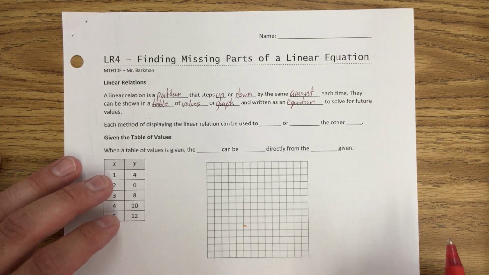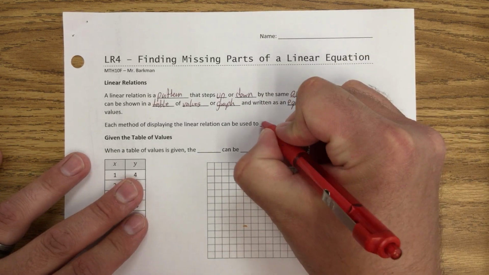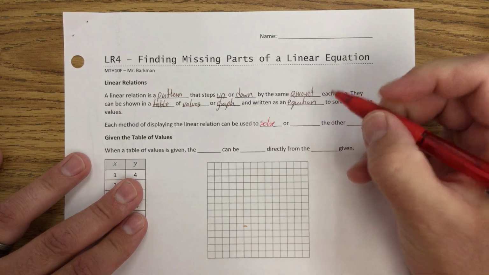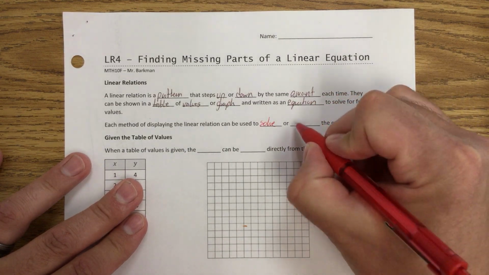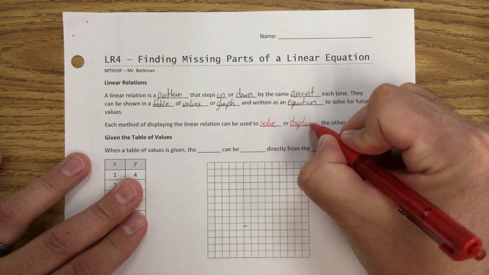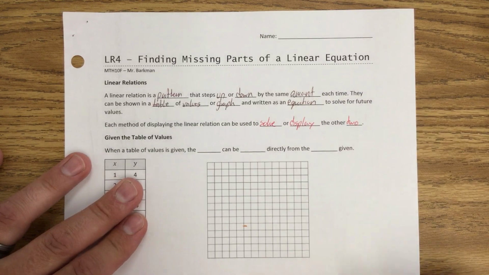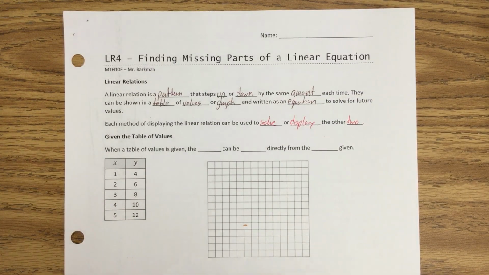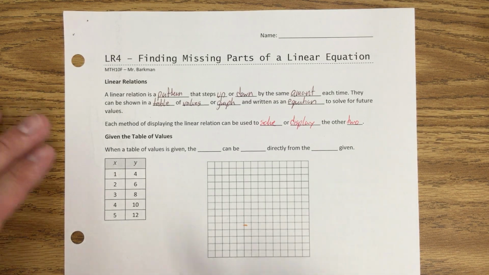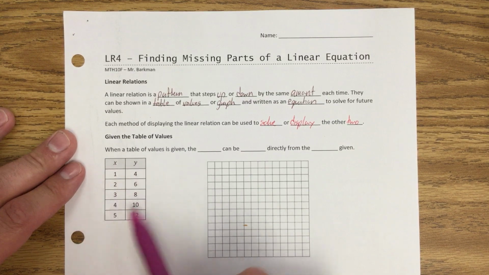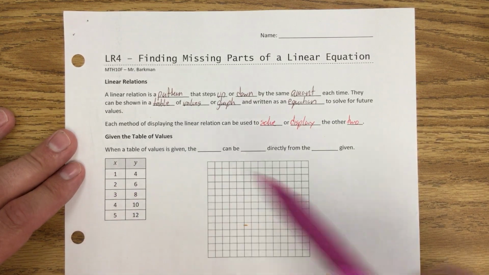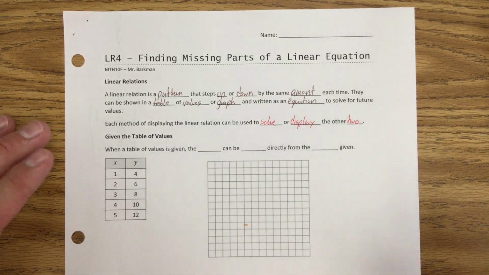Each method of displaying the linear equation can be used to solve or display the other two. So we're going to try to use each of those methods in order to display or solve for the other ones. We're going to start with when we're given a table of values. In this case, I've given you a table of values, and we're going to try to figure out the rest of it from that.